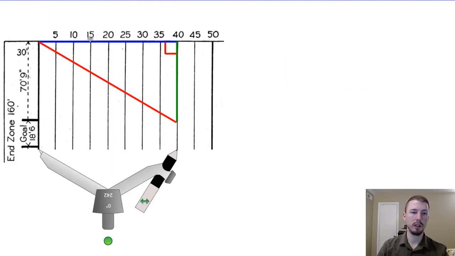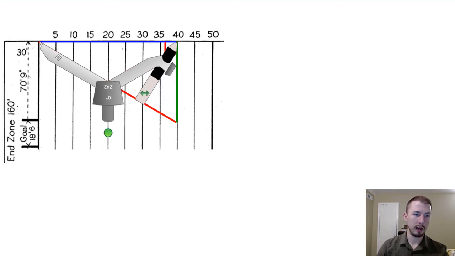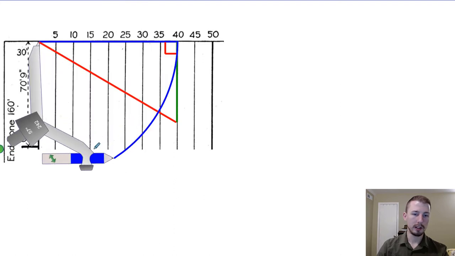So if this person's running a 40-yard dash here and you wanted to catch them right before they get to the pylon to push them out of bounds, the same distance here running this diagonal, let me see if I can pull up a pen. There we go. It would actually be right here.